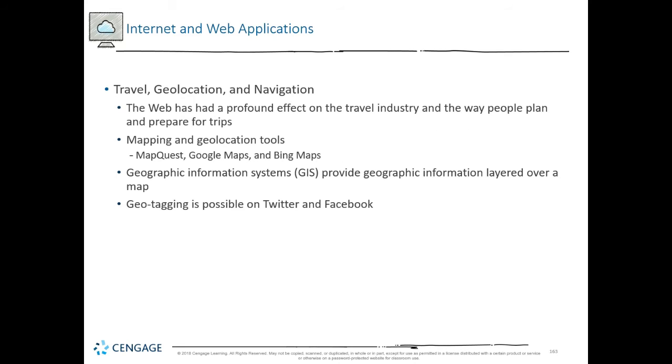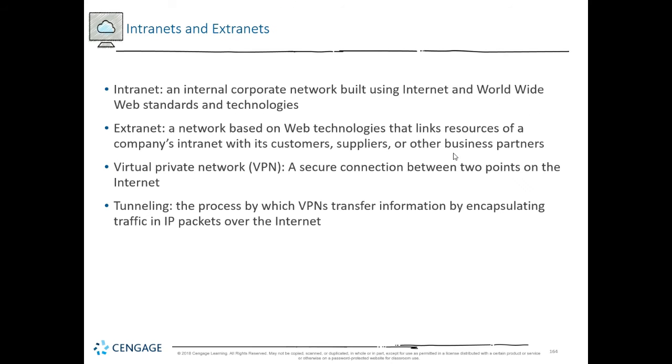Internet and web applications: travel, geolocation, and navigation. The web has a profound effect on the travel industry and the way people plan and prepare for trips. Mapping and geolocation tools include MapQuest, Google Maps, and Bing Maps. Geographic information systems, GIS, provide graphical information layered over the map. Geotagging is possible on Twitter and Facebook.